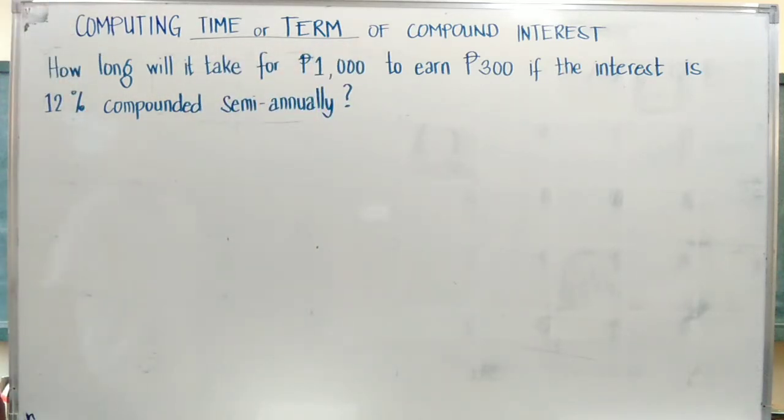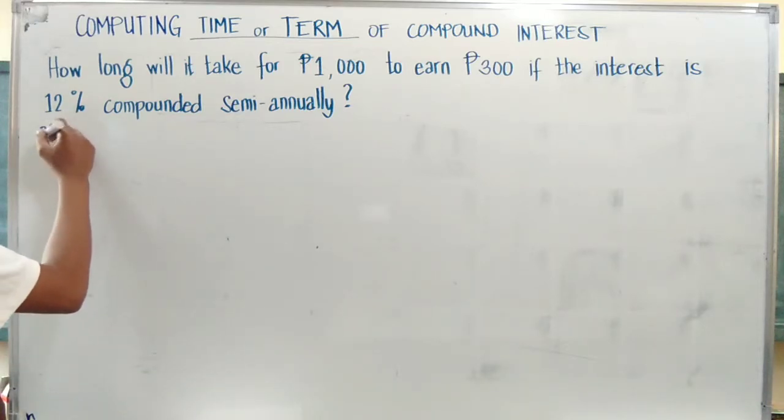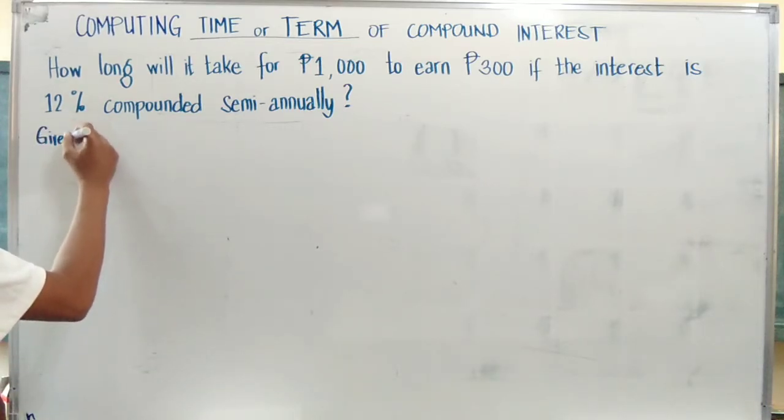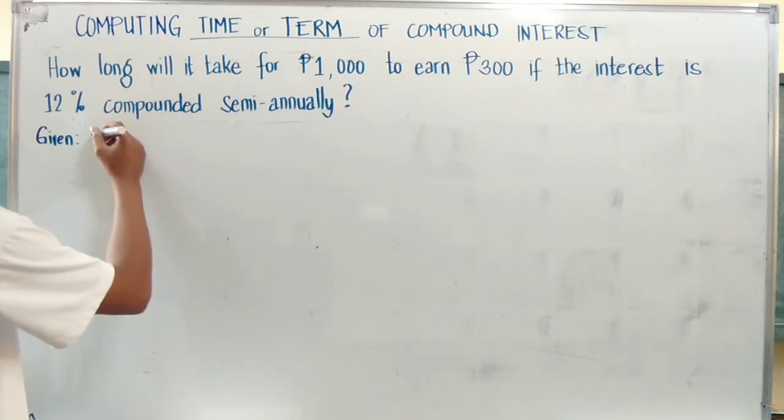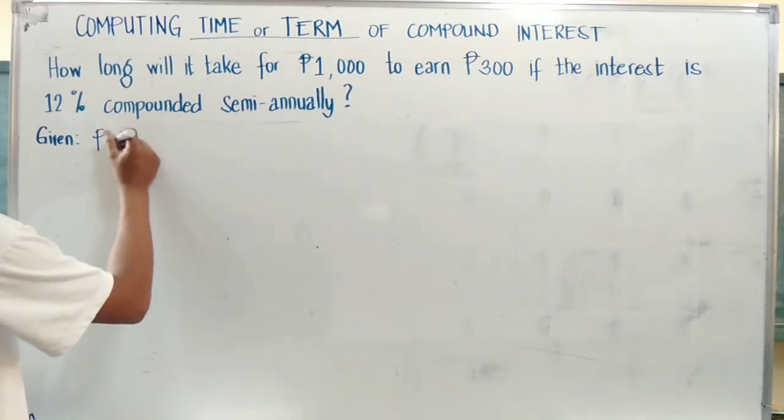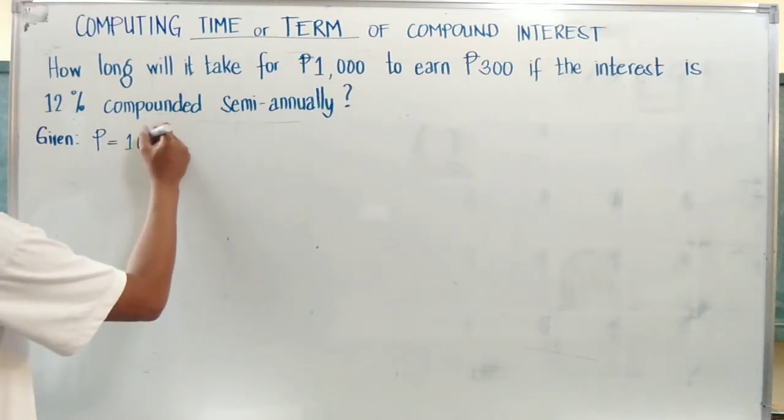So we have a problem on the board. How long will it take for 1,000 pesos to earn 300 pesos if the interest is 12% compounded semi-annually? So again, first we will be identifying the given information of the situation cited. So we have 1,000. That will be your principal.